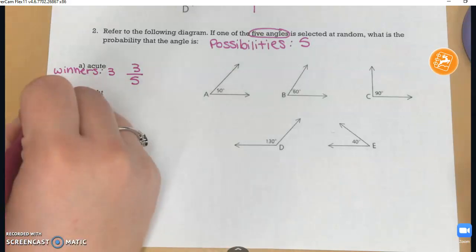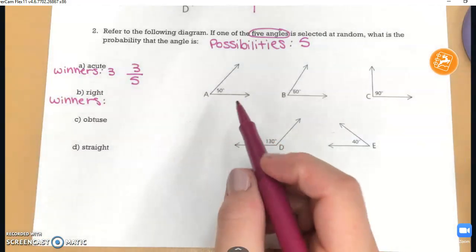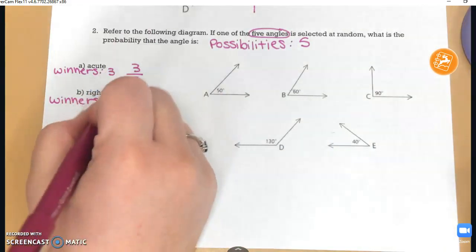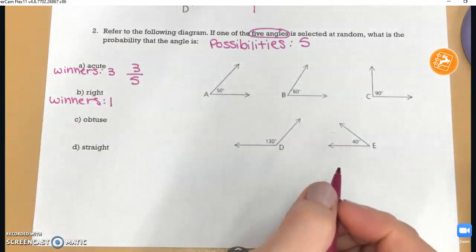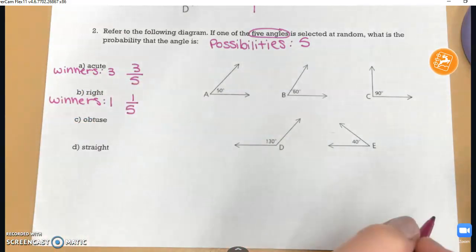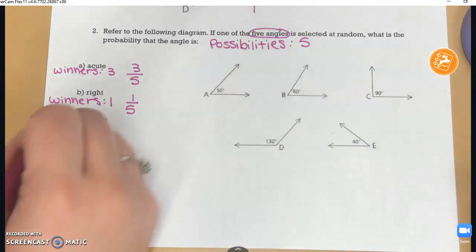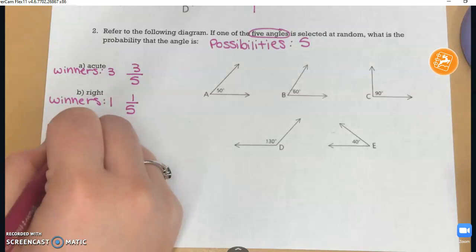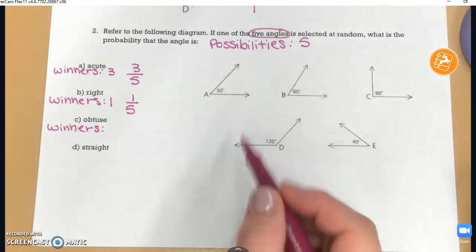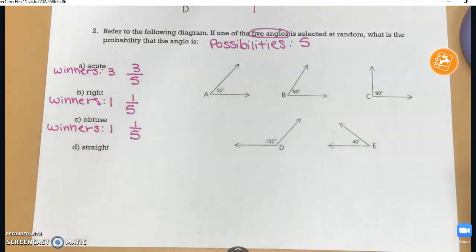Moving on to B, how many winners do I have? Well, right angle means it's going to be equal to 90, and there is only one. Angle C is 90, so I have 1 winner. So my probability is going to be 1 winner out of 5 angles total, or 1/5, which also does not reduce. So that's my answer for part B. On to obtuse, I need to have an angle bigger than 90, and there is only one, that is angle D. So that probability is 1/5, which does not reduce.